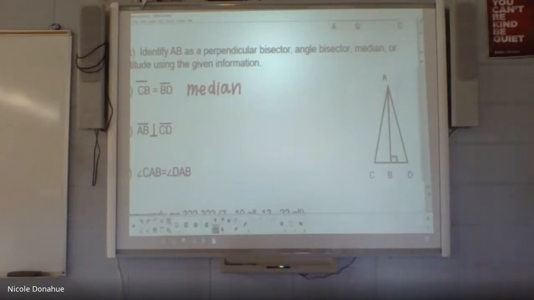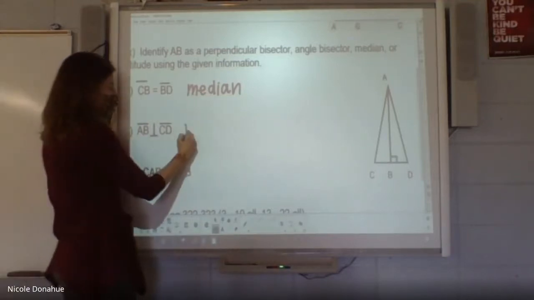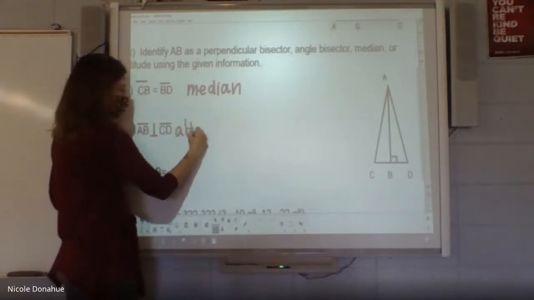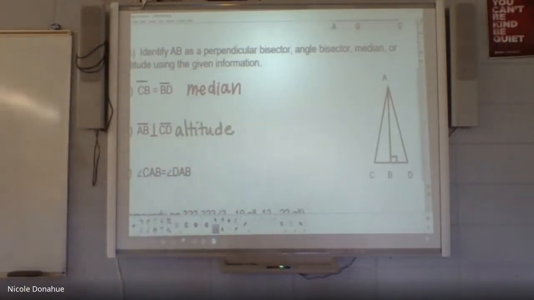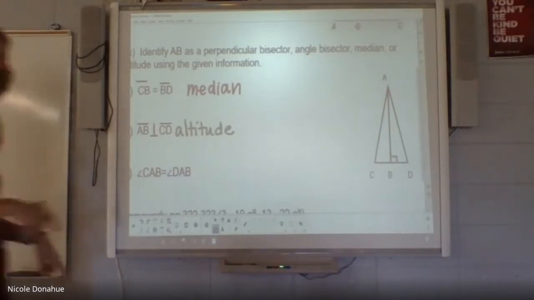Now again, don't use anything from part A. What do we know about AB that it has to be? What do you think? Yeah. Altitude. Why is it not a perpendicular bisector? Because it has perpendicular, right? Yeah, we don't know anything about the bisect. Now, had these two been combined, yes, then it would have been. So this would be, almost wrote it, altitude. Because it connects the vertex and it's perpendicular to the opposite side.